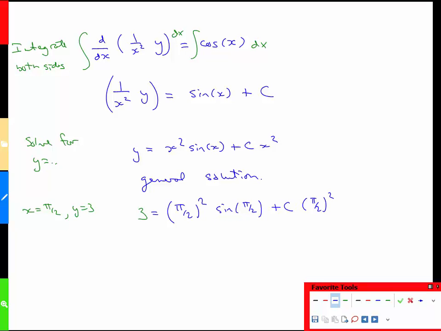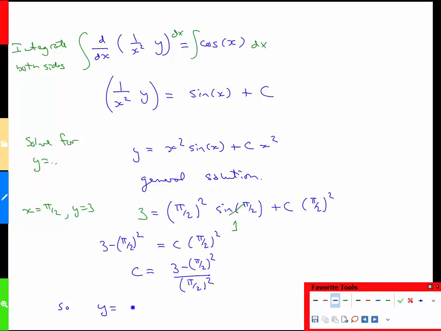Now note that sine of pi over 2 is just 1. So that's not too bad. So we'll have 3 minus pi over 2 squared equals c times pi over 2 squared, and c will be 3 minus pi over 2 squared over pi over 2 squared. We could find a value for that, or we could simplify it in various ways, but the key thing is we have a value for it.